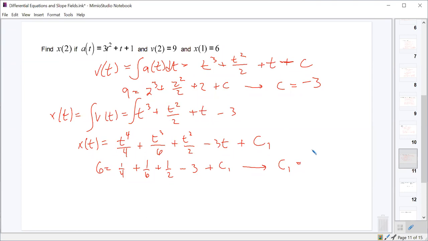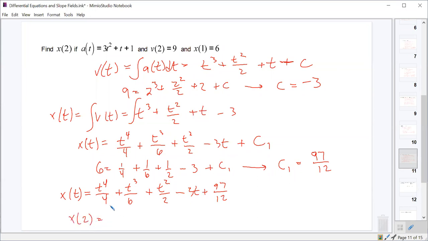97 over 12. Sound good to everybody? Other than not liking that number? Yeah. All right, cool. So then we will just go back in and say that now x of t is t to the 4th over 4, plus t cubed over 6, plus t squared over 2, minus 3t plus 97 twelfths. And we'll look for x of 2.